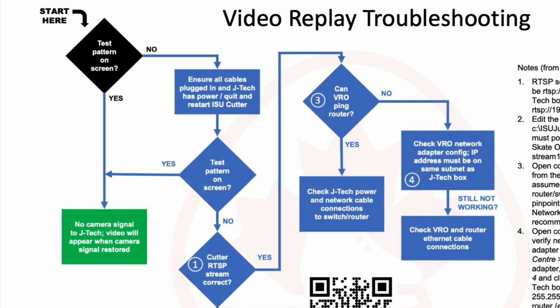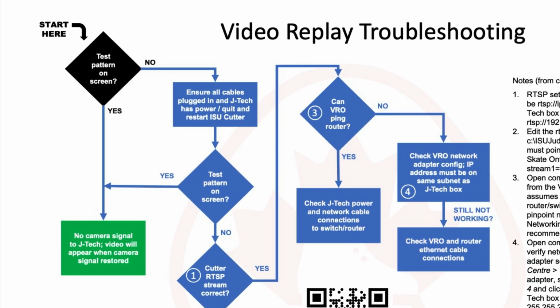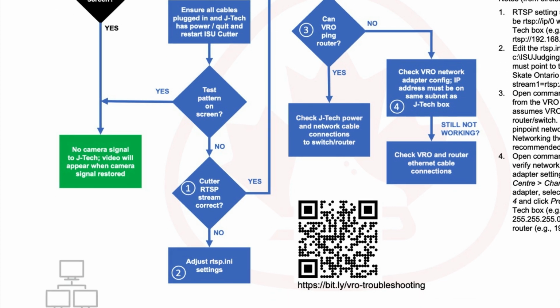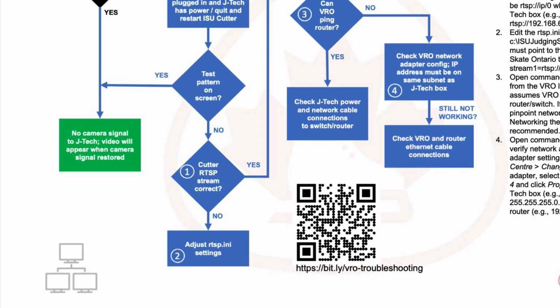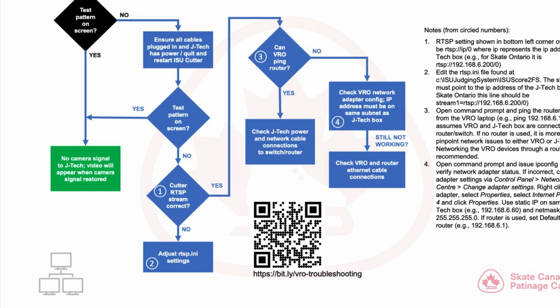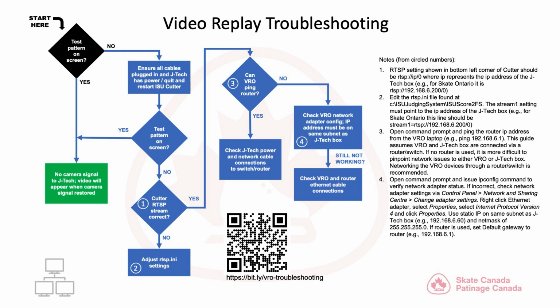If you don't see the test pattern, then start by checking the obvious things, such as no power to the JTEC box or unplugged Ethernet cables. You should also quit and restart Cutter, as this often solves the problem. If you still don't see a test pattern, then check the RTSP stream settings. I've provided numbered notes on the right-hand side of this document. The notes refer to the numbered circles in the flowchart symbols.